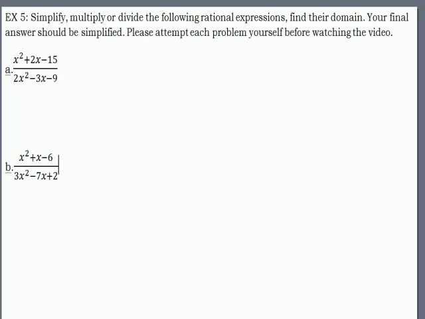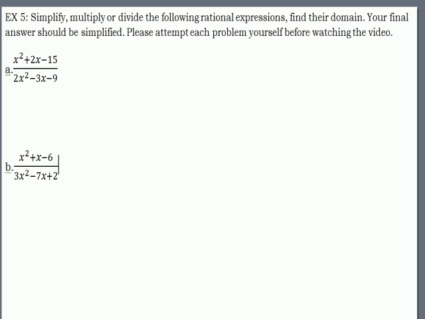In example 5, we're told to simplify, multiply or divide the following rational expressions, as well as find their domain. Your final answer should be simplified. I'm going to reiterate, please attempt to do each of these problems yourself before watching the video. Many of these will involve extensive factoring from chapter 4, and I will typically write down the final answer and not a whole lot of the work. Please review chapter 4 before you get into too many of these problems, but make sure that you go along with what's in the video and you're getting the answers that are here, as these are the correct answers.